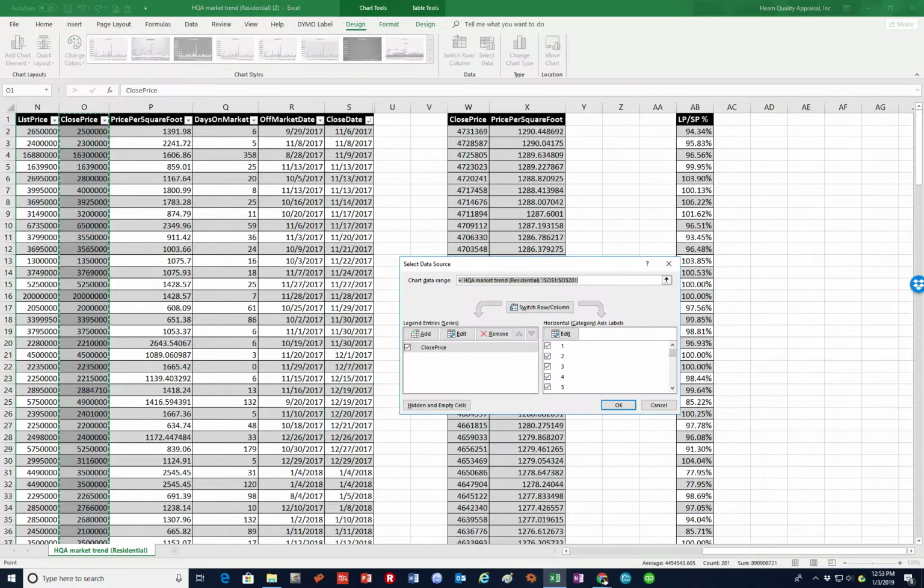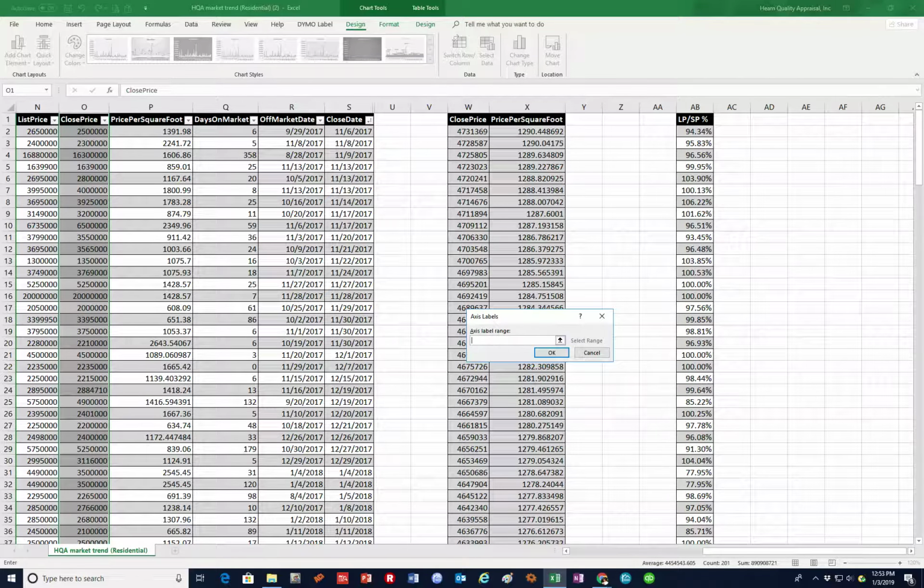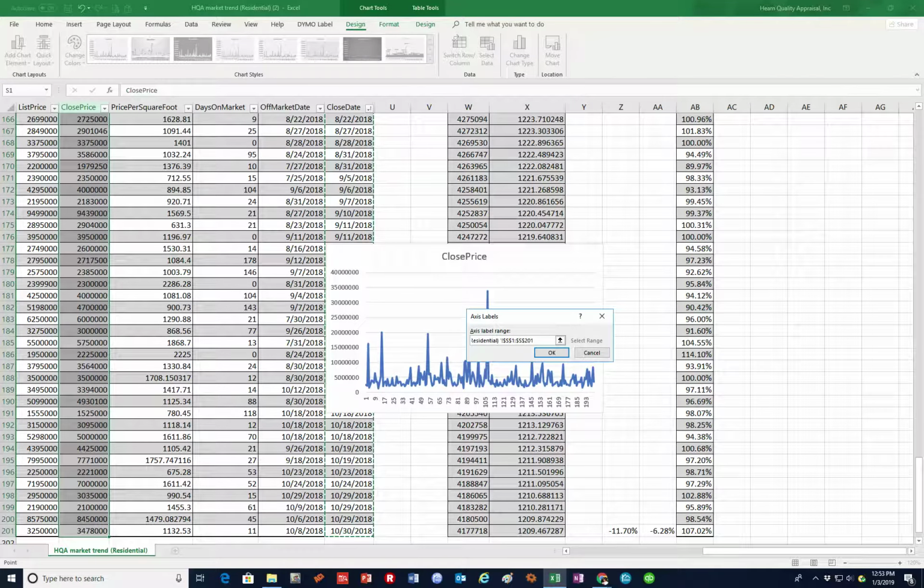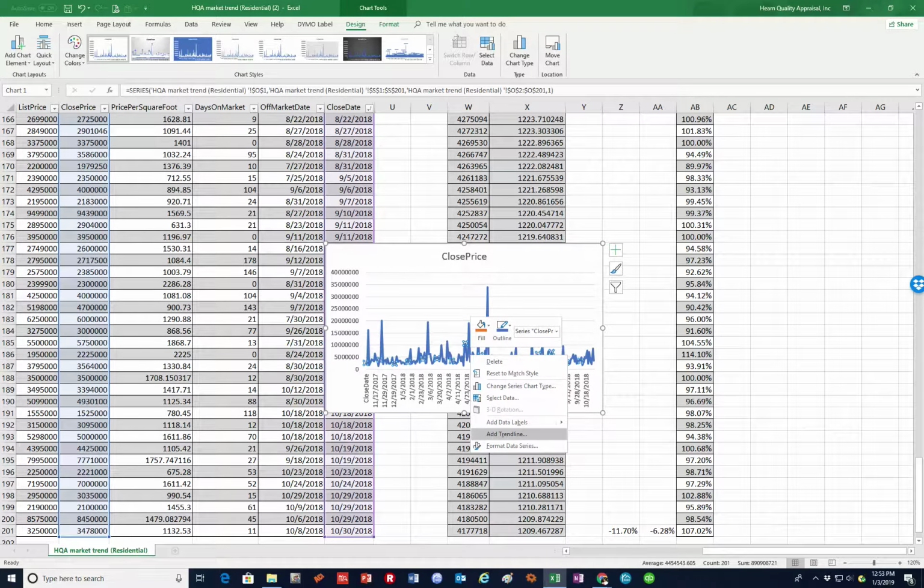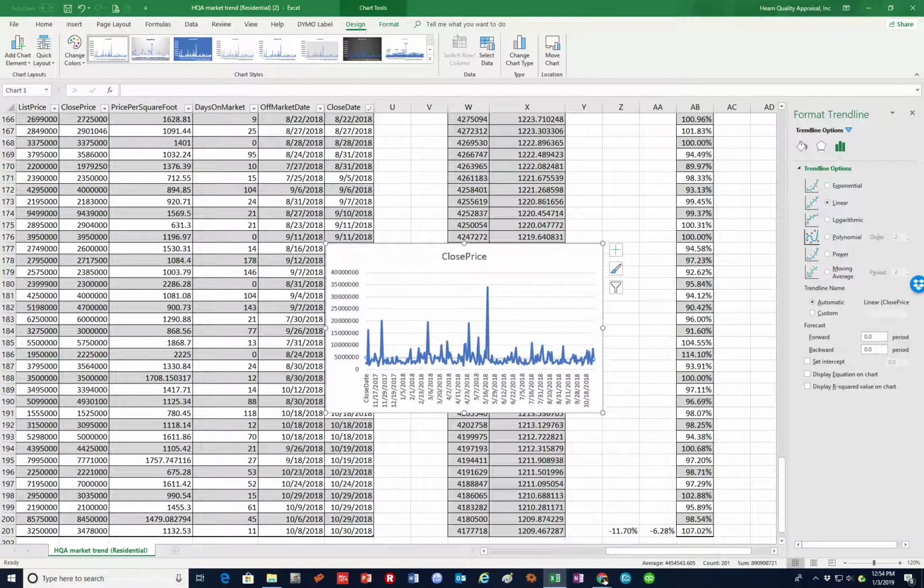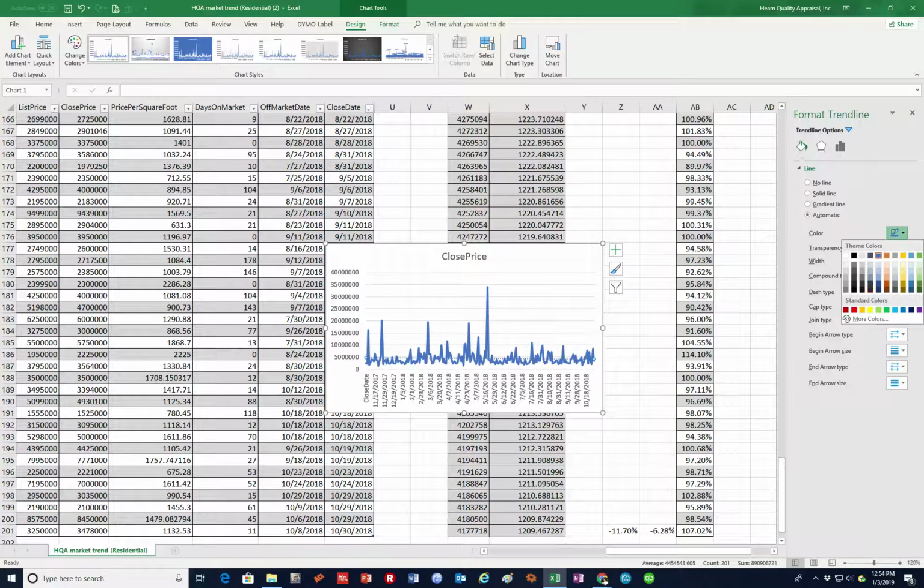So we want to add the dates, the sale dates to it. So let's select that axis. We're going to highlight the date column and say OK and say OK. Great. So now let's right click on the data and add a trend line. And we'll use a linear one, but let's make it red and make sure it's solid. Okay, so it's slightly down.